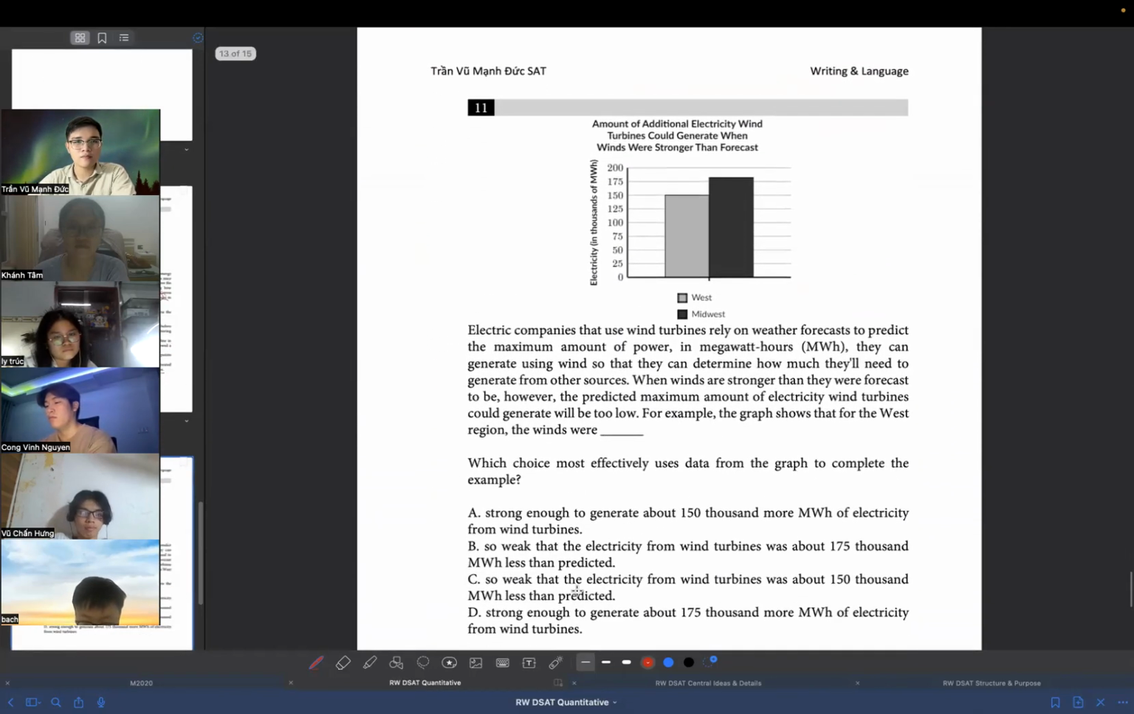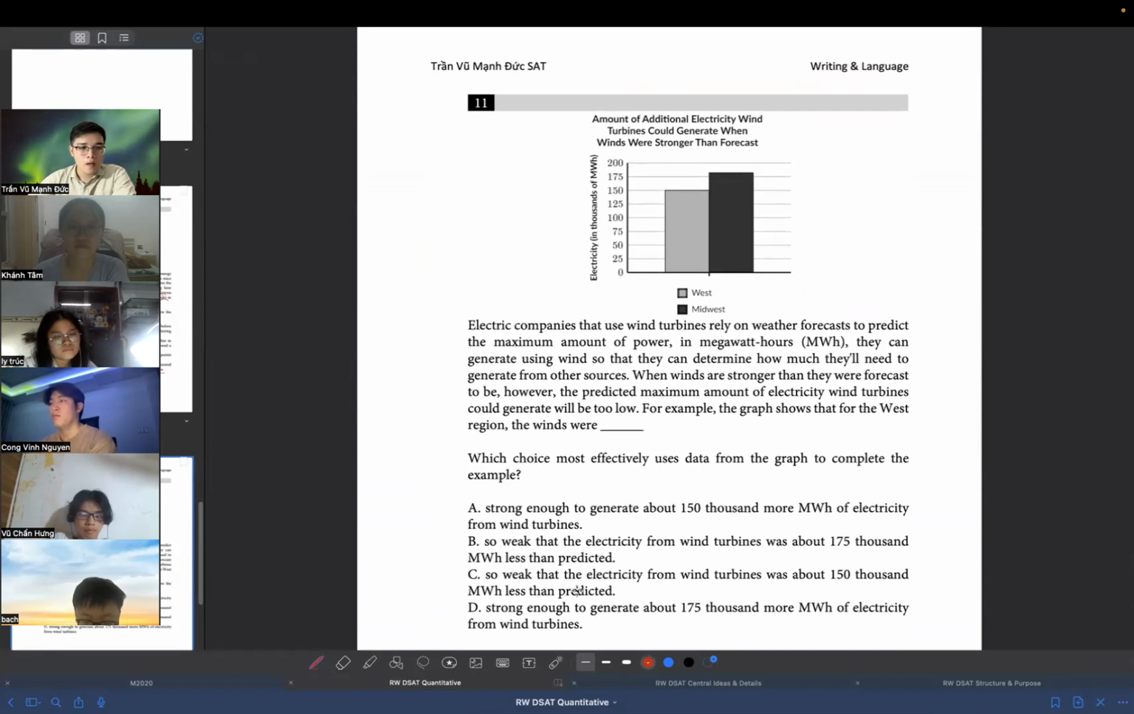Next up, 11. 11 is A. Okay. Strong enough to generate about 150,000 more megawatt hours of electricity from wind turbines.